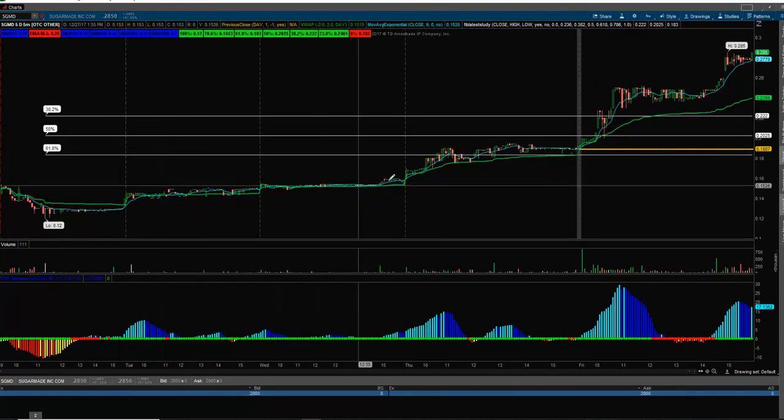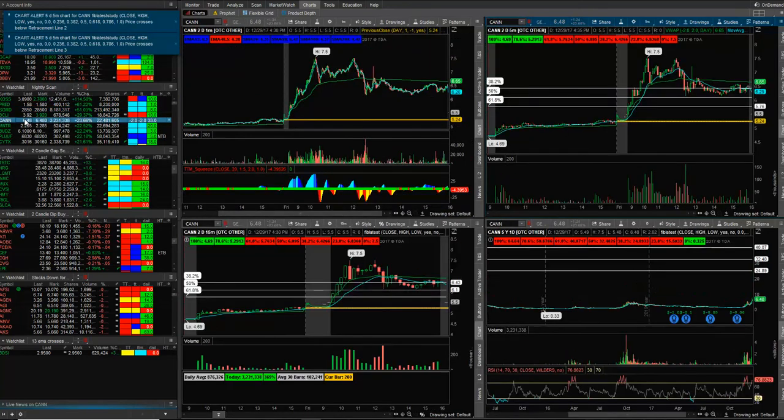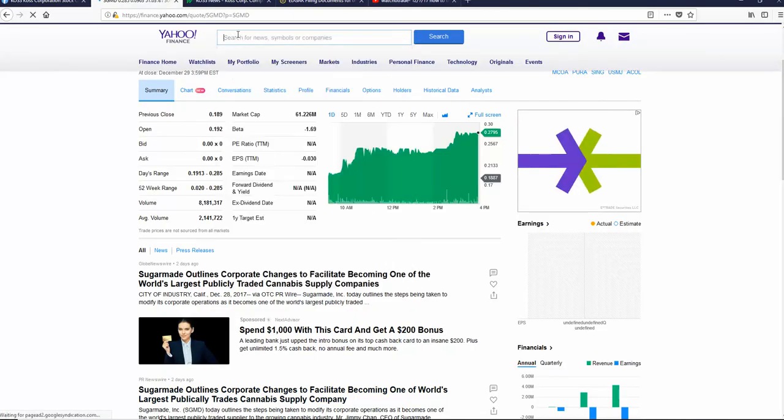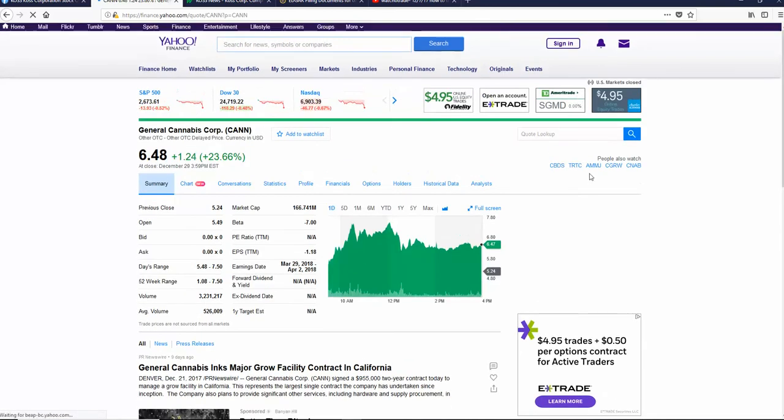Now this is a poor stock, a terrible example, but I'm just trying to give you an idea of how you look for stocks in a sector. CAN is a wheat stock that has moved, and all wheat stocks are moving. What I like to do is put the name of the company here, and it'll give you other stocks that people are watching. So these are other wheat stocks that people are looking at.